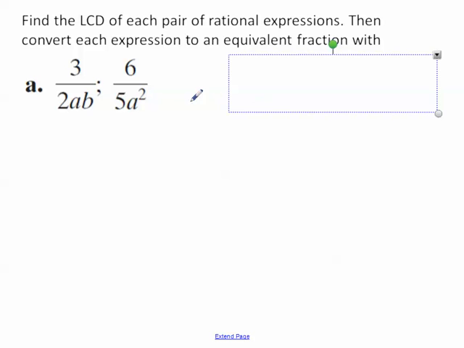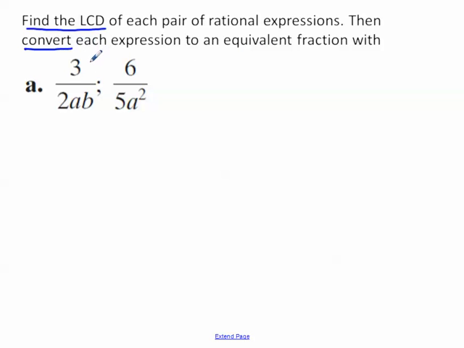So now here we're going to talk about finding the lowest common denominator of each rational expression, because now we have rational expressions, and then we have to convert. So we've got to really pay attention to what the instructions say. Find the lowest common denominator, convert to an equivalent fraction. All right, well, step number 1 is find our lowest common denominator. We've got to start by factoring our denominators.